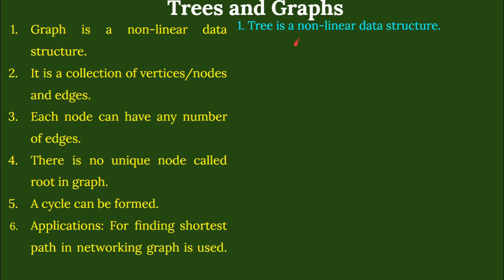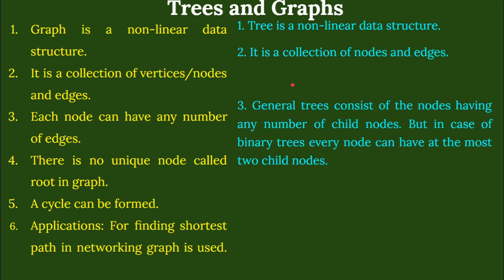Tree is also a non-linear data structure. So non-linear means hierarchical data structure. It is also a collection of nodes and edges. But here, the general trees consist of nodes having any number of child nodes, but in the case of binary trees, every node can have at most two child nodes. For example, there is a root node. If it has two subnodes, that tree is called a binary tree.